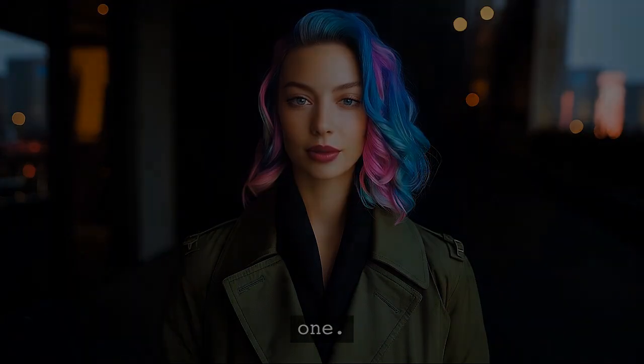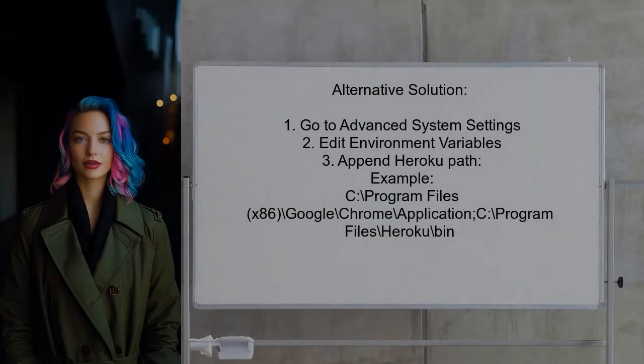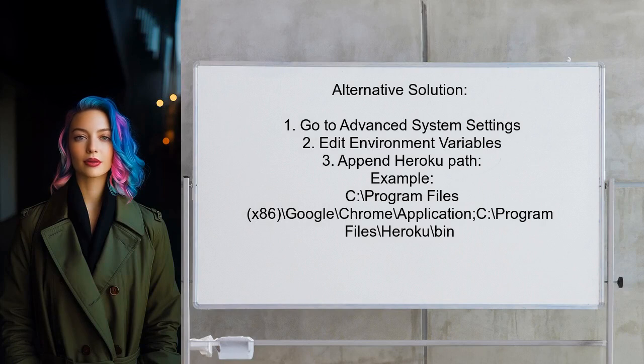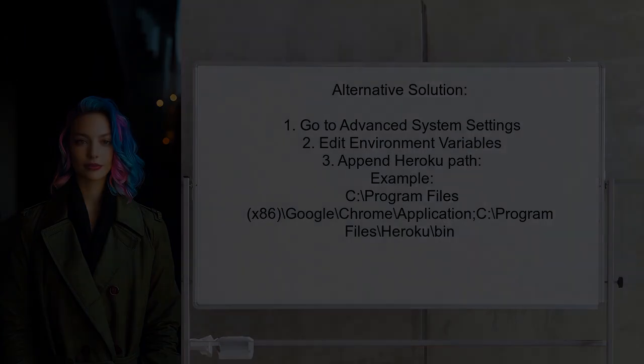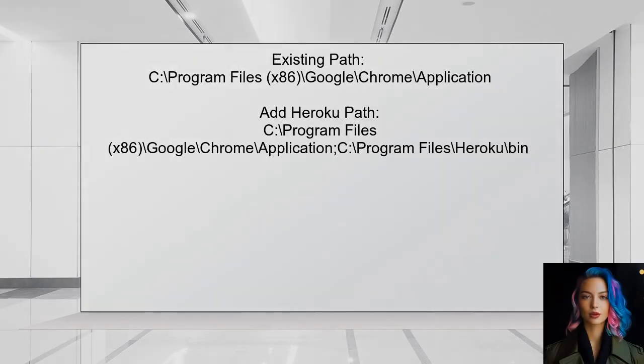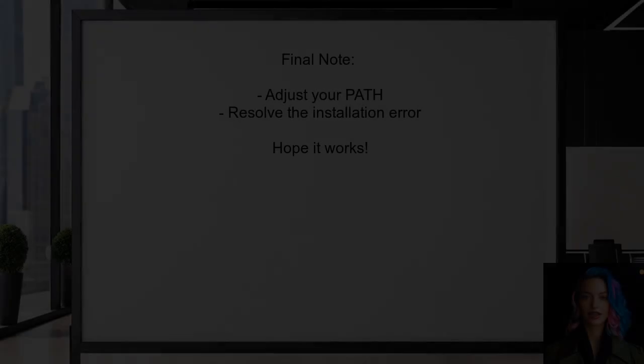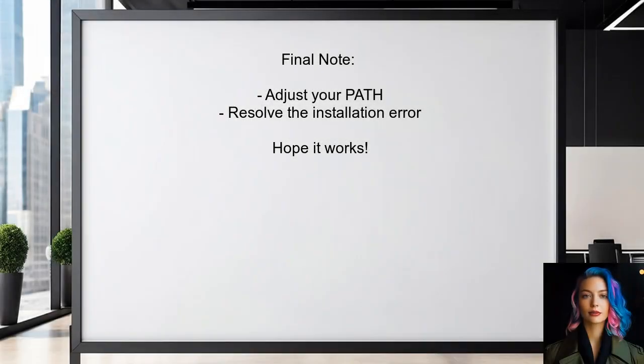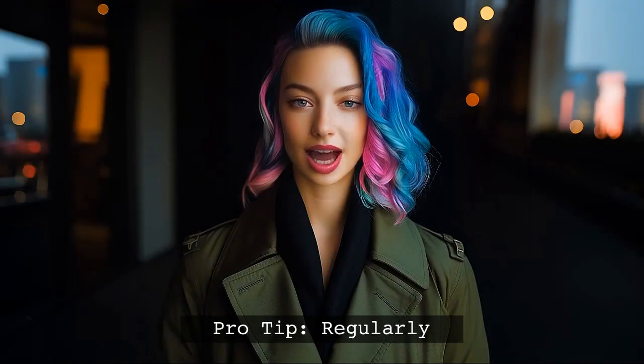Let's explore another one. An alternative solution suggests adjusting your environment variables in the advanced system settings. If you already have a path defined, simply append the Heroku path using a semicolon. For instance, if your existing path is C:\Program Files (x86)\Google\Chrome\Application, you would add the Heroku path like this. This method should help resolve the path length issue. Hope it works.